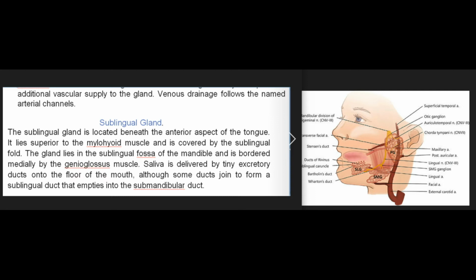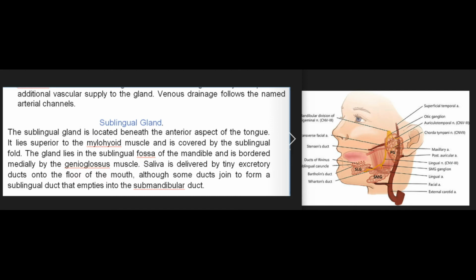Sublingual gland. The sublingual gland is located beneath the anterior aspect of the tongue. It lies superior to the mylohyoid muscle and is covered by the sublingual fold. The gland lies in the sublingual fossa of the mandible and is bordered medially by the genioglossus muscle. Saliva is delivered by tiny excretory ducts onto the floor of the mouth, although some ducts join to form a sublingual duct that empties into the submandibular duct.